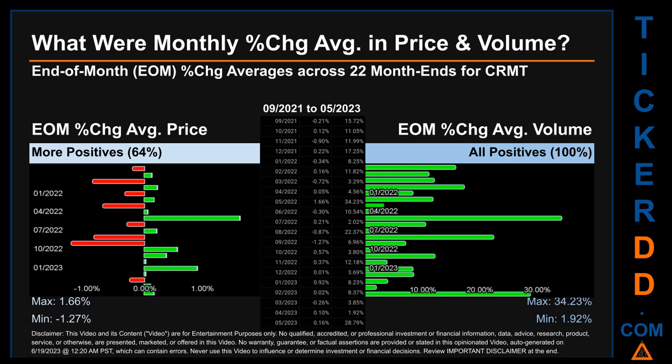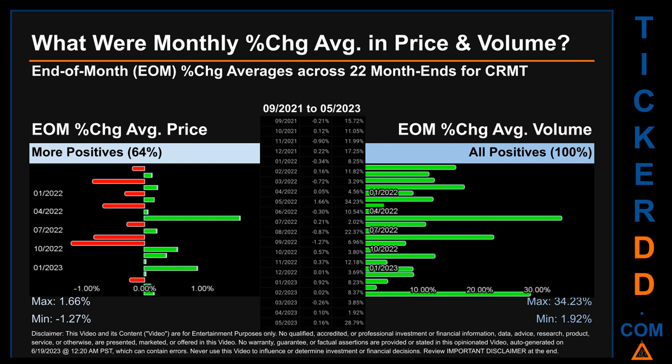From 09/2021 to 05/2023, 14 out of 22 month ends had a positive percentage change in average price. That is 64% of month ends saw a positive percentage change in average price. In terms of volume, 22 out of 22 month ends had a positive percentage change. That is 100% of month ends saw a positive percentage change in average volume.